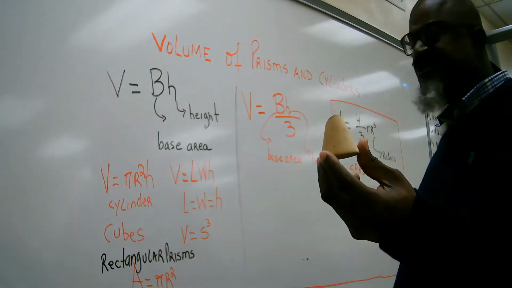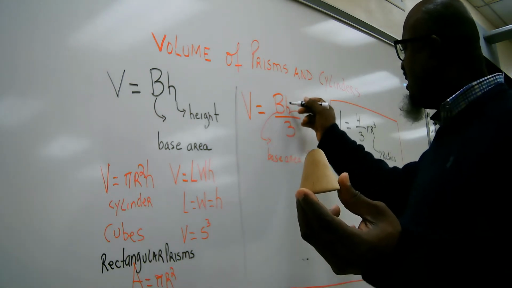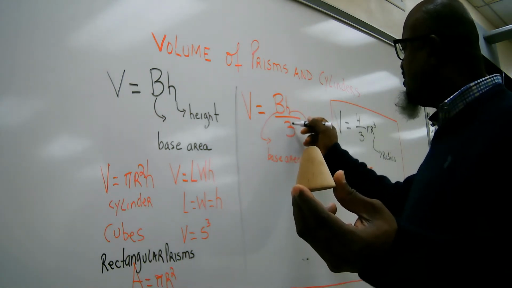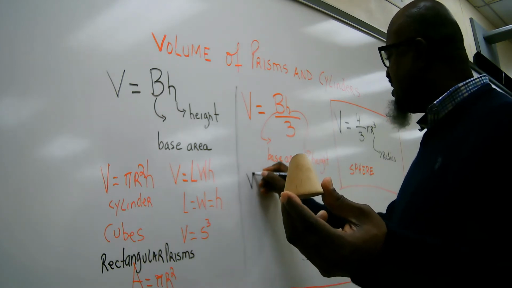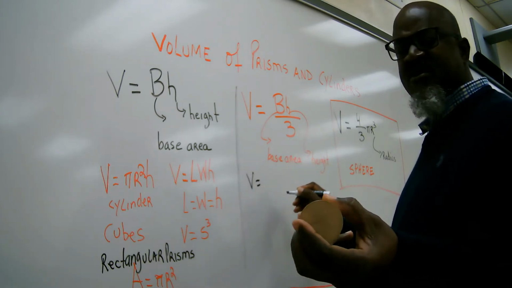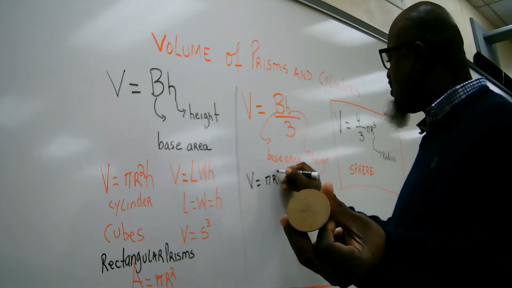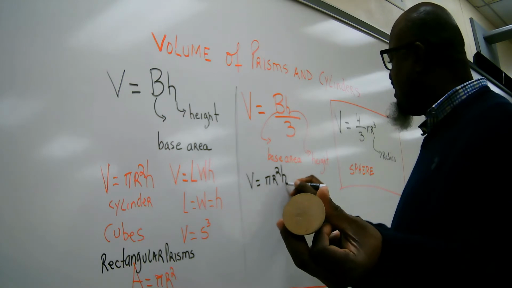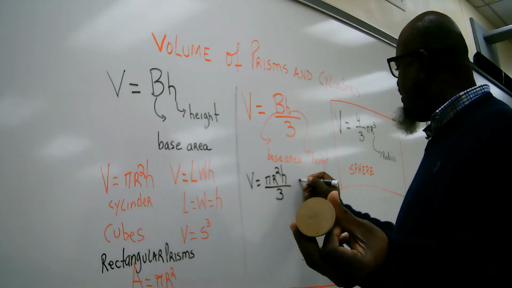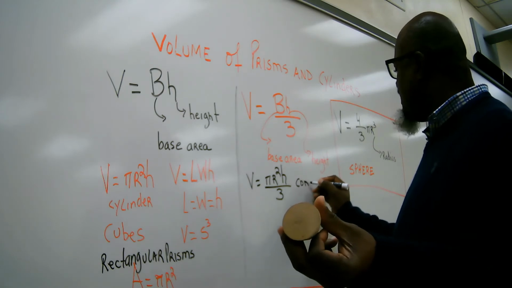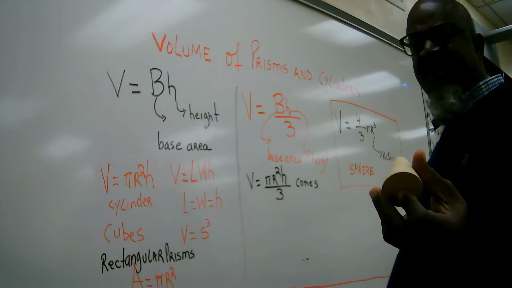You can mainly use it for V equals capital B times h over 3. As you know, that B is the area of the base. Since the base is a circle, you will find the area of a circle, which is pi r squared, times height, and over 3. This is how you find the volume of a cone. You can use that formula.